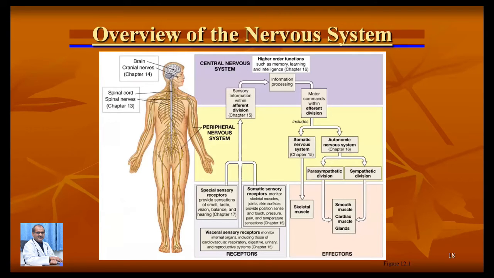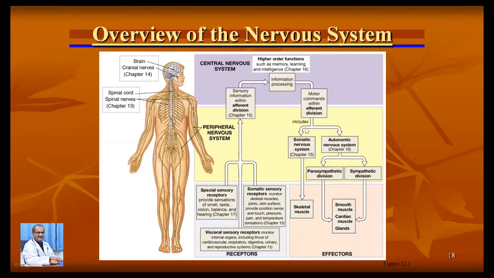So this is the overview of the nervous system, and here you can see that the brain and the cranial nerves are originating from the brain, and the spinal cord, of course, goes from the brain to the last vertebrae. So these are all the peripheral nerves. The central nervous system is always processing the higher order functions such as memory, learning, and intelligence, whereas the sensory information comes with the afferent division and the efferent divisions. Afferent means the sensory, whereas the motor commands are given through the motor nerves.